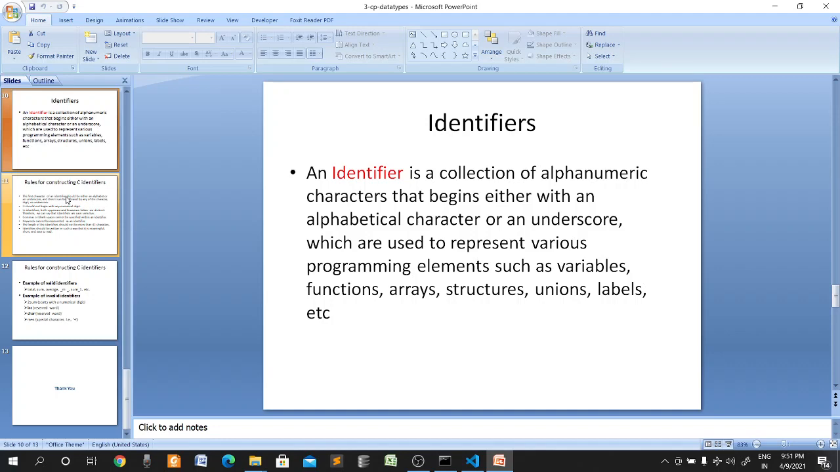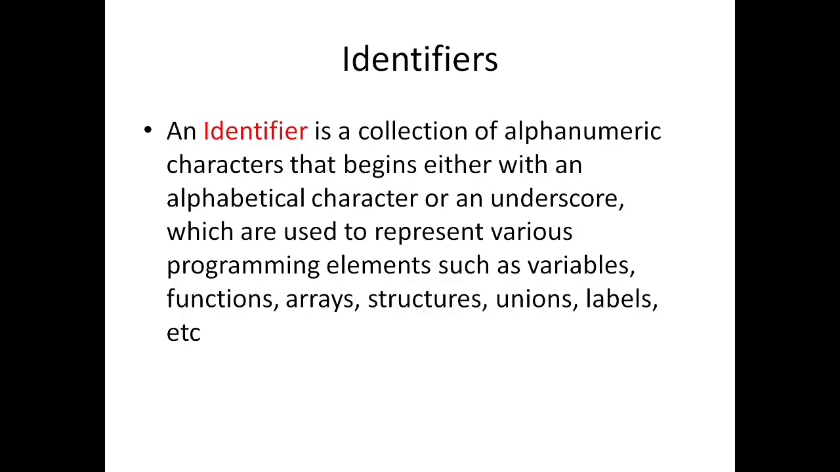So we call it an identifier. An identifier is a collection of alphanumeric characters that begins either with an alphabetical character or an underscore. Any identifier should start with an alphabetical character or underscore, and is used to represent various programming elements. It could be a variable, a function, an array, structures, unions, and labels. The important thing is it has to start with an alphabetical character or an underscore. Here in this case, we have used all these variables, and they start with an alphabetical character or underscore.